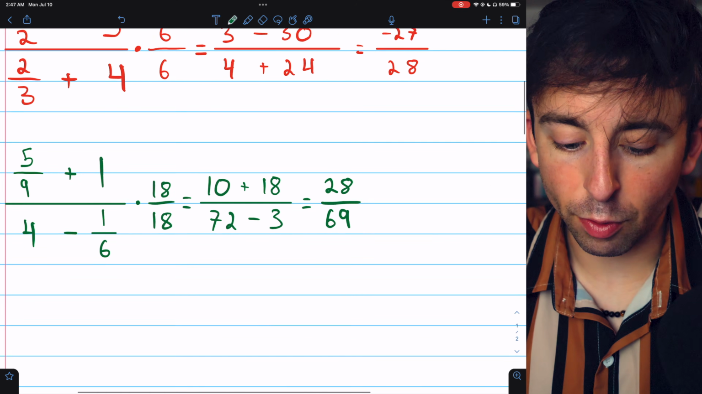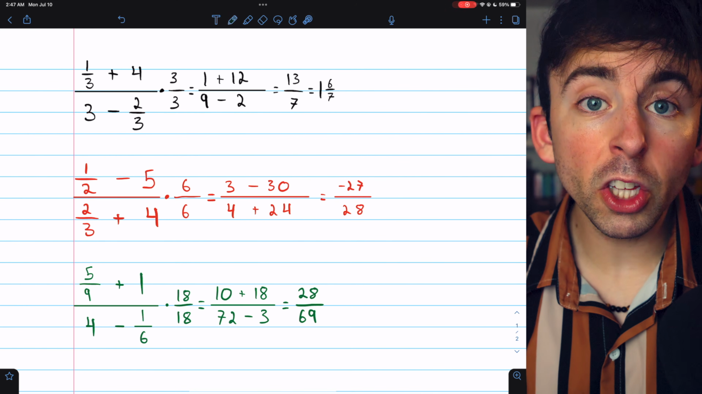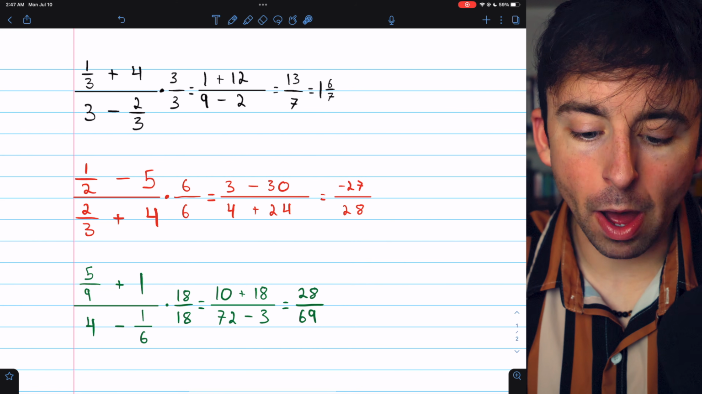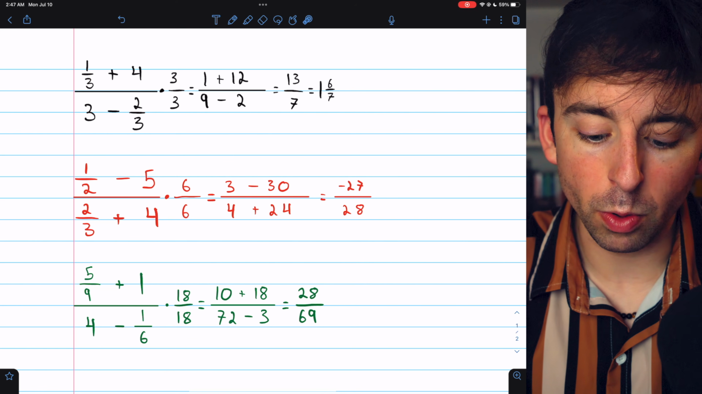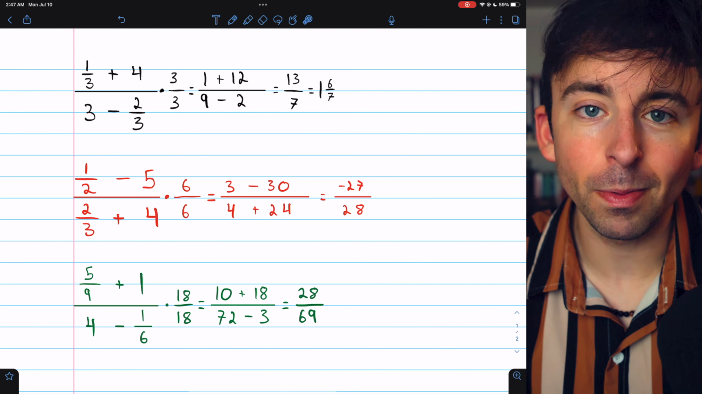And this fraction is fully simplified, and that's how you simplify complex fractions. All you have to do is multiply the top and bottom by a common multiple of those troublesome denominators. It doesn't have to be the least common multiple, but it's nice if it is.